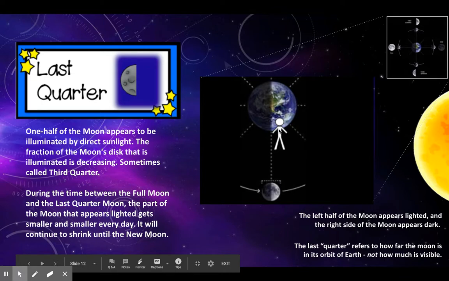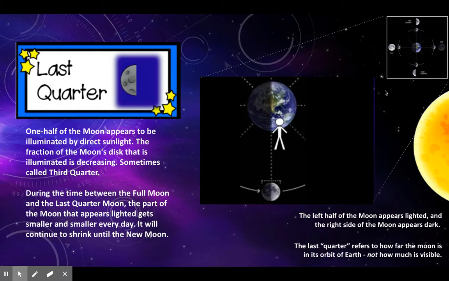So here we are on Earth. The left half of the moon appears lit. And here we go right here. This is the same thing. The left part of the moon from Earth, if we're on Earth looking up, it is going to be the left. Remember, it looks on the right side, but we're looking at it from Earth. So the left half of the moon appears lighted, and the right side of the moon appears dark. The last quarter refers to how far the moon is in its orbit. Not how much it's visible.